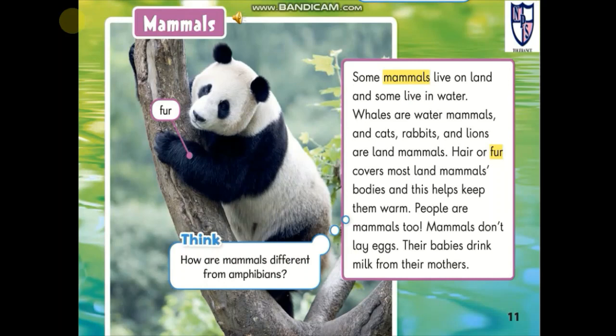We read about mammals and amphibians, so we can easily know how they both are different from each other. Amphibians have wet skin and mammals have fur. Amphibians lay eggs and mammals don't lay eggs. Their babies drink milk.